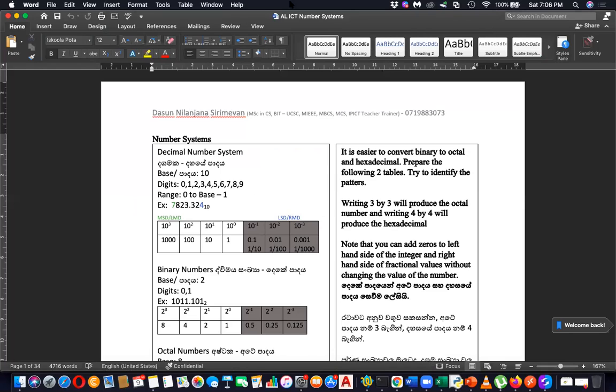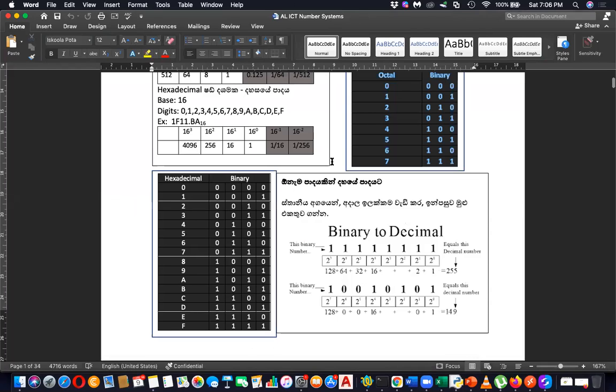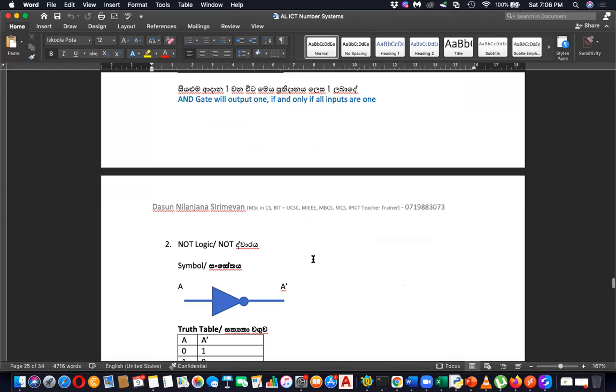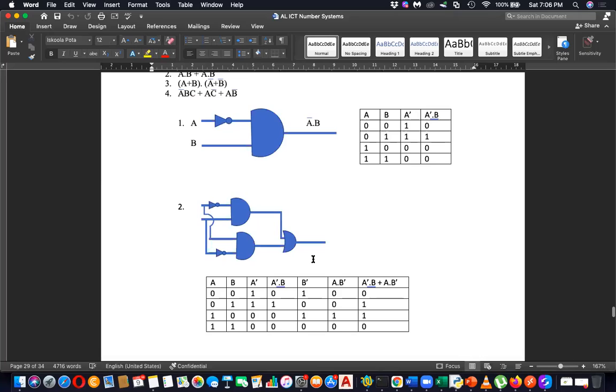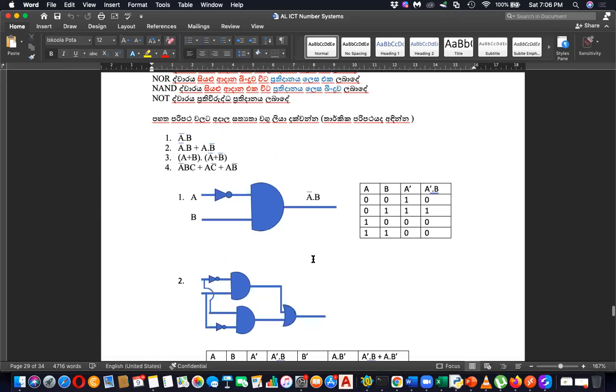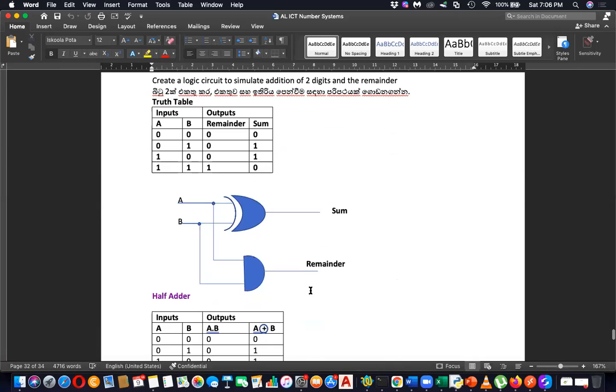We discuss these things. We discussed number systems, and now we are in the logic gate part. Under that, last day we discussed the AND gate, NOT gate, and OR gate, and the combination of these gates. We discussed how to build combinational gates, and we have already discussed the half adder and full adder circuits. This is the first one, the half adder, and this is the full adder. We discussed this last day.